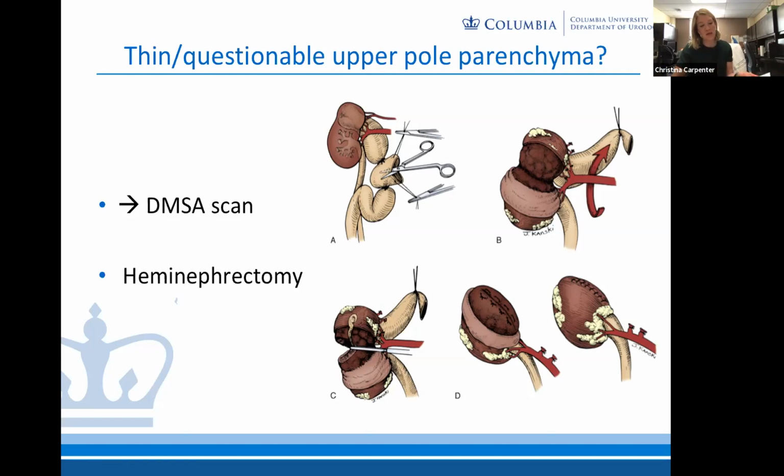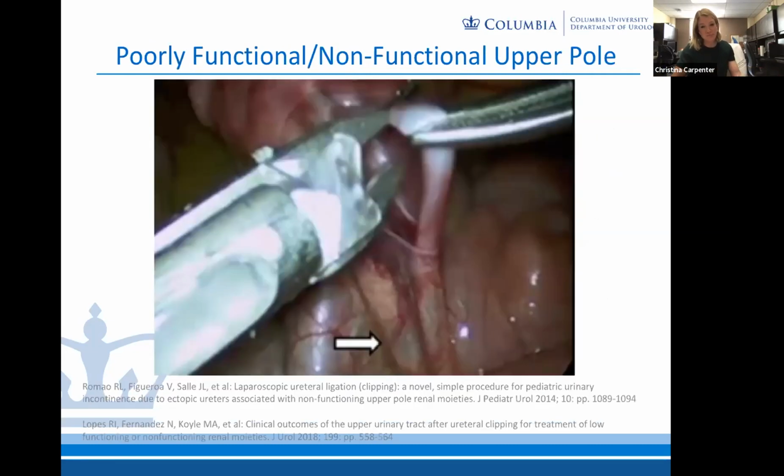And then a newer option is ureteral ligation. For these, this is done laparoscopically. This was first presented in 2014 out of Sick Kids in Toronto. And this was originally presented in adolescent girls who presented with mild persistent incontinence, who were worked up and eventually found to have a non-functioning ectopic upper pole. So for those 9 girls, they did exactly what's shown in this picture.